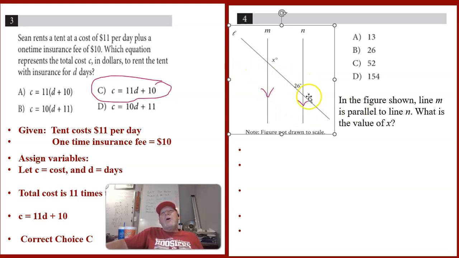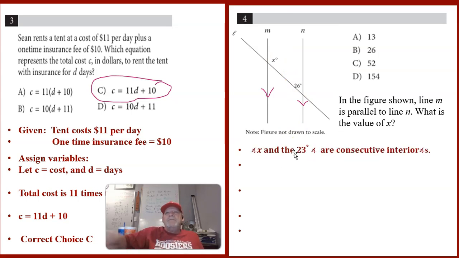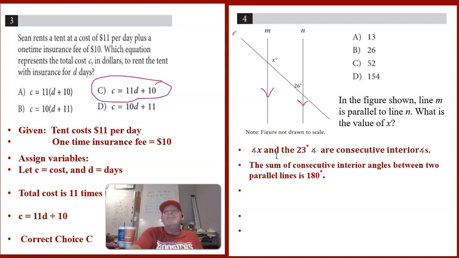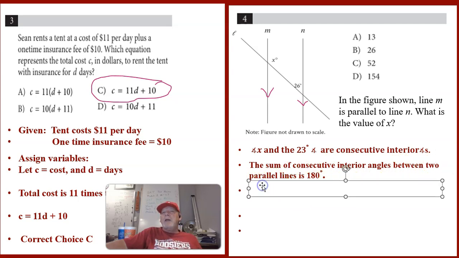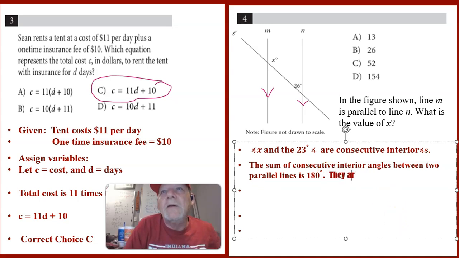All right, so these angles X and angle 26 have a name. They're called consecutive interior angles. I have another name for them. I like to call them same side interior angles. It's the same thing. All right. The sum of consecutive interior angles or same side interior angles between two parallel lines will always equal 180. In other words, they are supplementary.